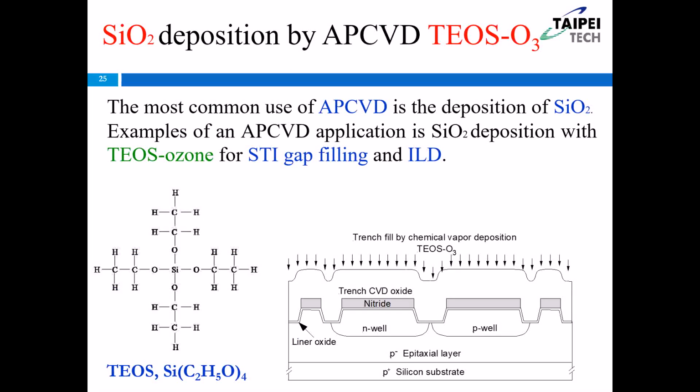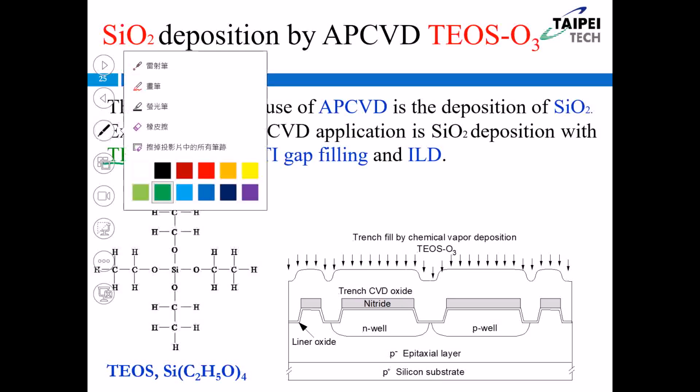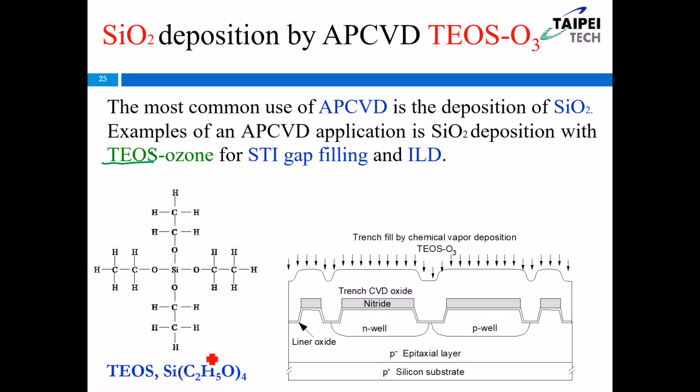Okay, when we talk about the precursor, for these two following pages, we are talking about the precursor, the reactant here. Many years ago, the most common use of APCVD was the deposition of SiO2. At the time, for the SiO2, we used TEOS and ozone. What is the TEOS? We have the chemical solution here for the TEOS.